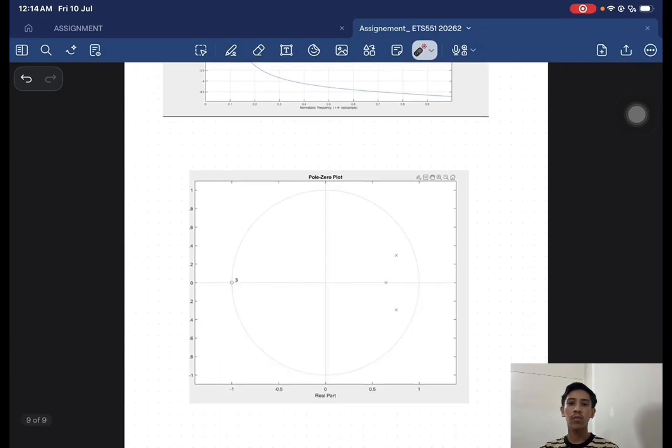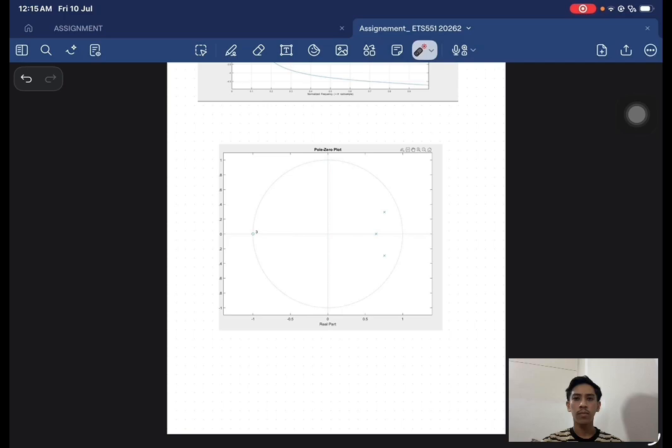The second graph is the pole zero plot. In this plot, the crosses represent the poles while the circles represent the zeros. We can observe that all the poles are located inside the unit circle. This indicates that the digital filter is stable. The pole location also produces the smooth frequency response that is expected from a Butterworth low pass filter.